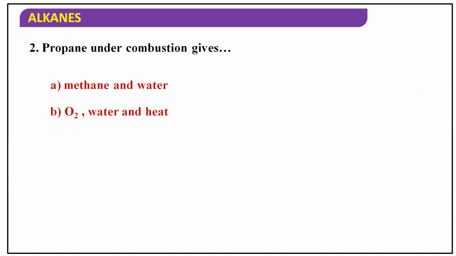Propane under combustion, what will it give us? Remember, when they are saying under combustion, we will take the normal one, unless there is something else specified. So what will it give? CO2, water, and heat. Normal combustion. They should specify if they want any other thing, like a catalyst or higher temperature. If they are not specifying, we'll take normal temperature. So propane under combustion gives CO2, water, and heat.